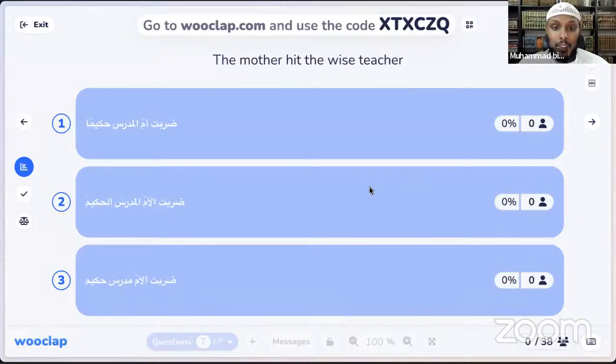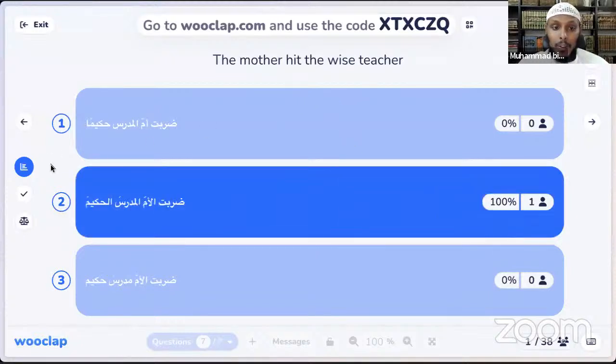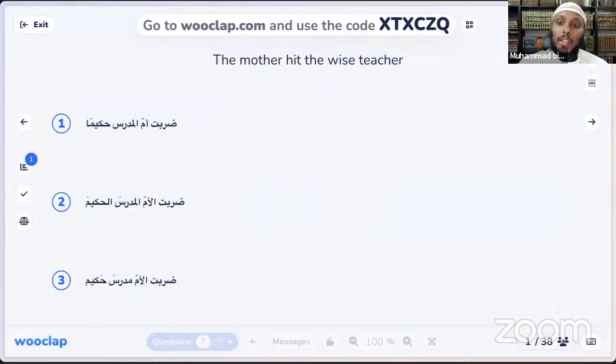Okay. Now we have another sentence. This sentence says, the mother hit the wise teacher. The mother hit the wise teacher. What is the correct answer for that? Okay. The mother hit the wise teacher.